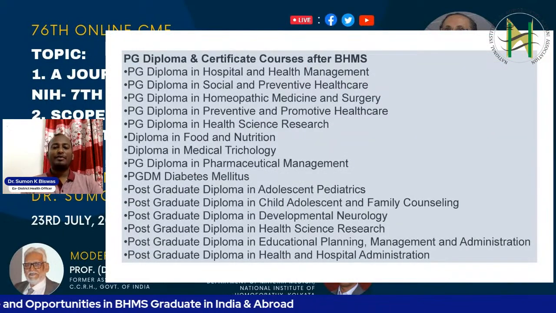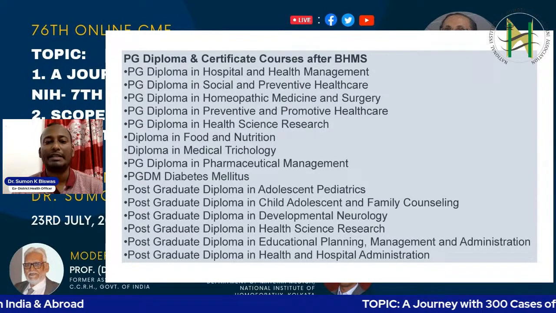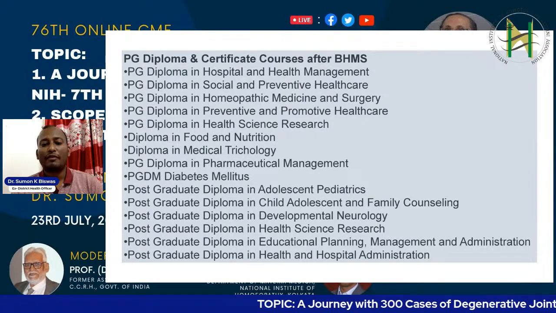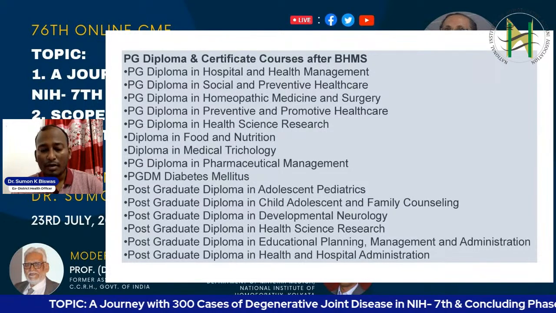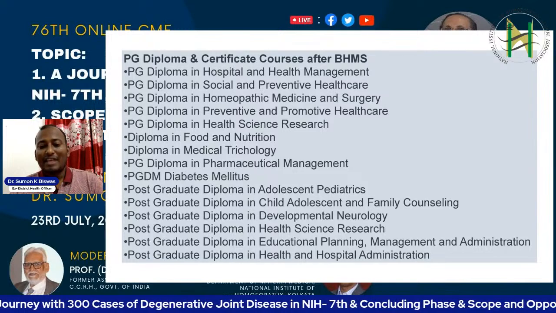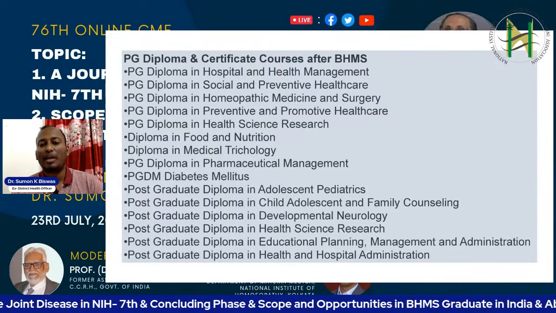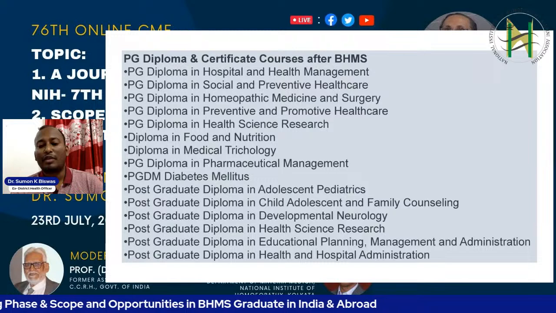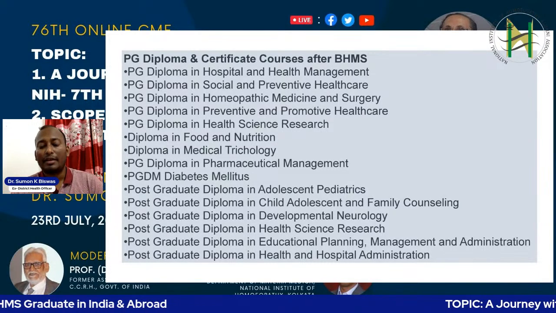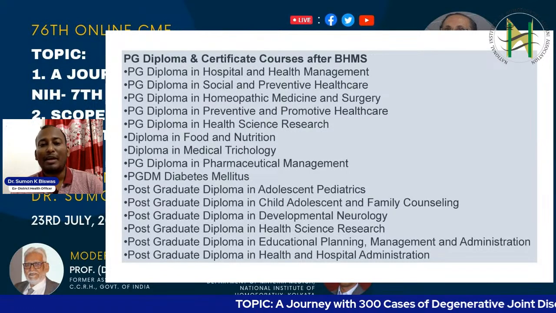Also, a few universities provide diploma and certificate courses after BHMS. For example, if you want to specialize in dermatology, you may go for a PG diploma or certificate course in dermatology. Other options include child and adolescent health, family counseling, developmental neurology, palliative care, and hospital management.